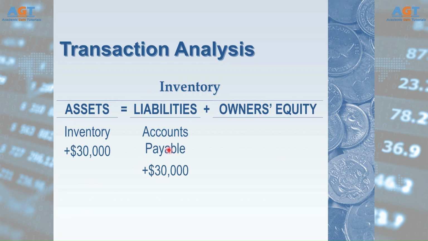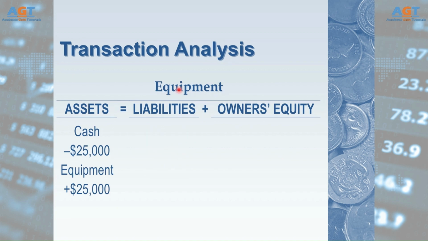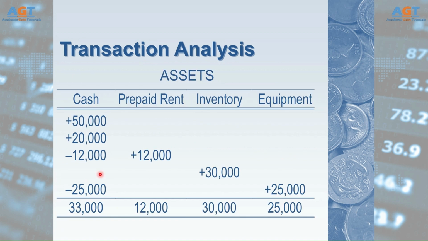Now, let's look at purchasing long-term assets. Equipment purchased with cash. When equipment is purchased with cash, cash decreases and equipment increases. Total assets remain unchanged. Now, let's summarize how assets change overall. Summary of asset changes. Multiple transactions affect different asset accounts such as cash, inventory, prepaid rent, and equipment, but total assets are always maintained correctly.